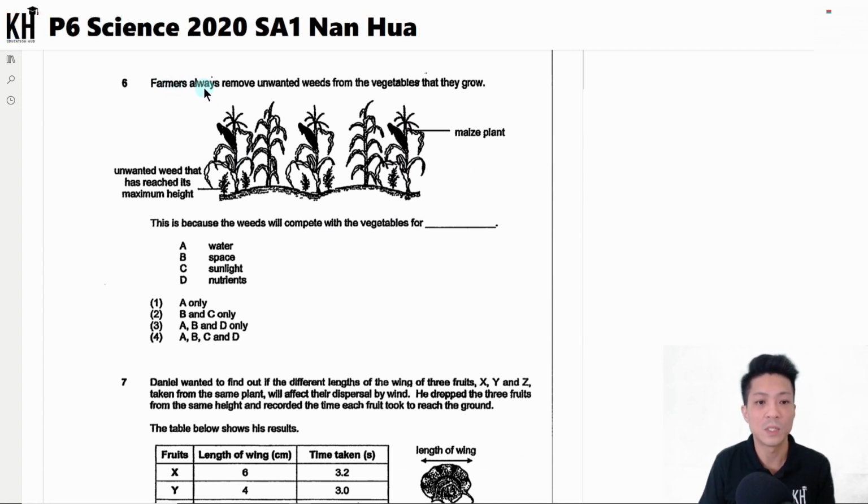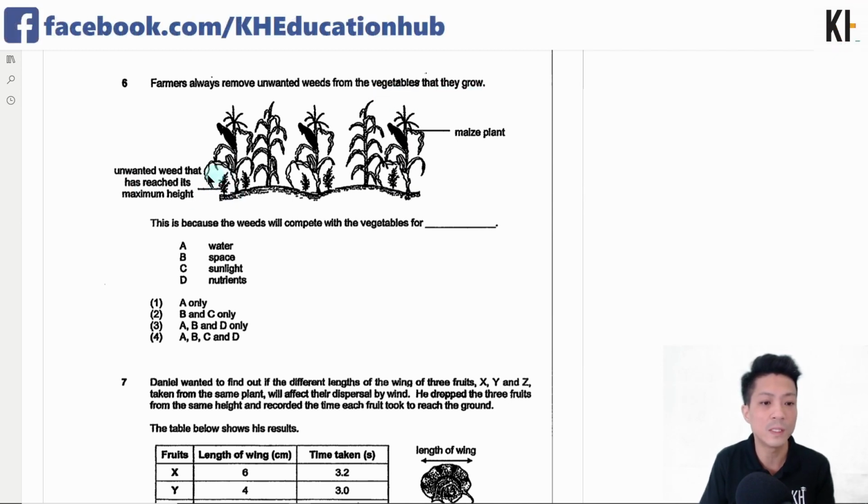Question 6. Farmers always remove unwanted weeds from the vegetables that they grow. So the unwanted weed has reached its maximum height. So this is the unwanted weed.